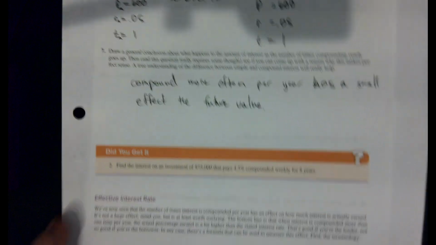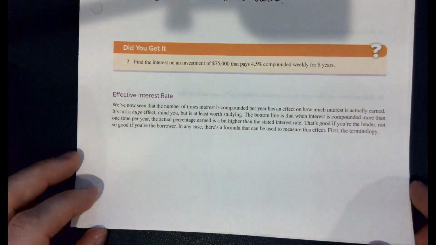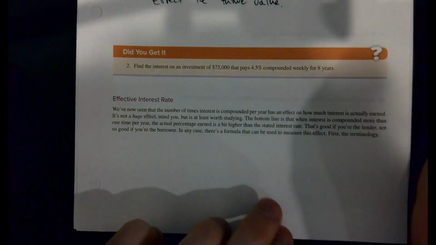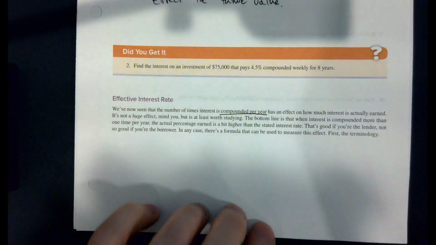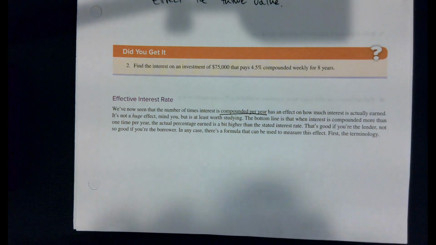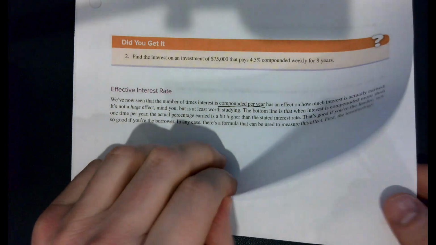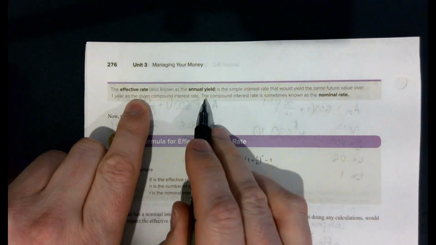Okay, so we're going to finish up this section with the effective interest rate. When we are getting interest rates that are compounded more often than once per year, sometimes it's helpful to compare them directly, and you can't. So we define a little thing called the effective rate. We also call that the annual yield.